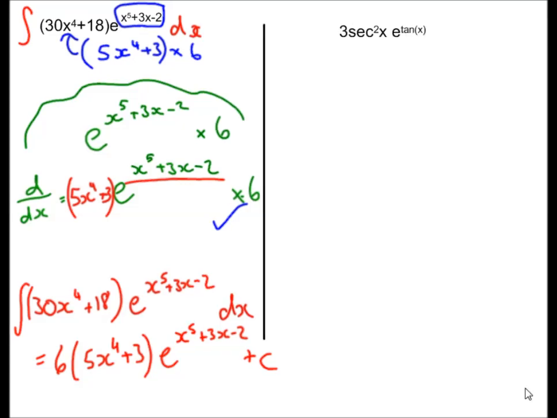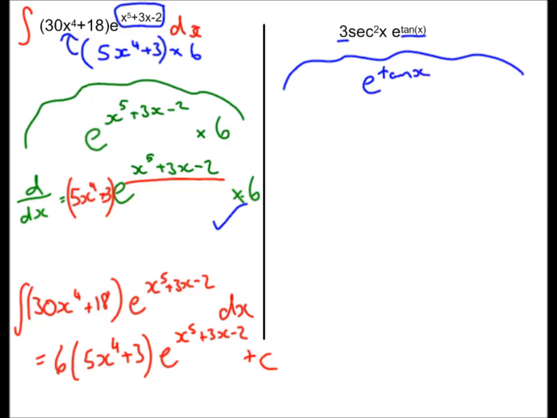For the second example, we're going to have a look at 3 sec squared x times e to the tan x. So when I differentiate tan x, we know that we get sec squared x. So this is exactly what we're looking for. I'm out by a constant, so I can use integration by recognition. Just like usual, I'm going to do a thought bubble, and I'm going to say, what happens if I do e to the tan x?